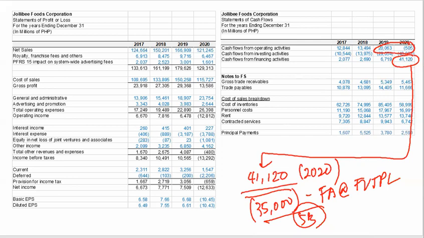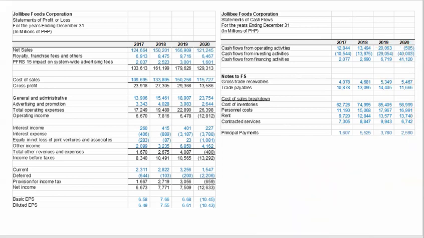Okay? So just by looking at the numbers, may istorya ka nang pwedeng mabuo. But the financial ratios that we'll talk about will further provide that story. Okay, let's look at the next slide.